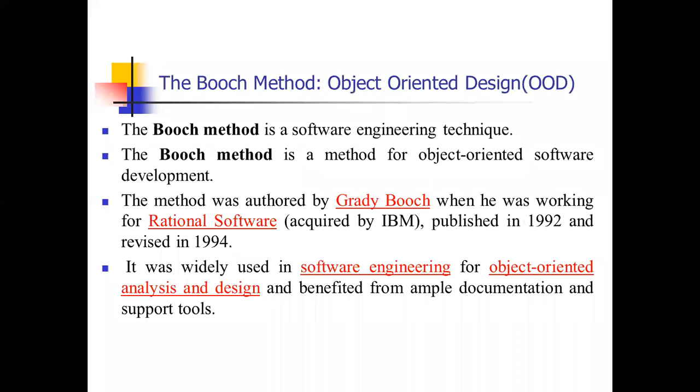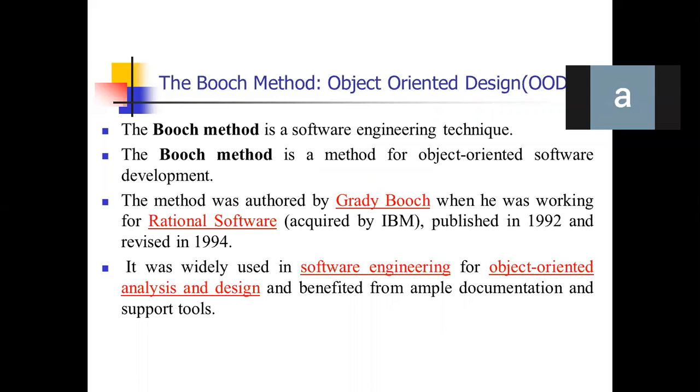Now we will see the first method of object oriented design, that is the Booch method. The Booch method is a software engineering technique. It is an object modeling methodology that was widely used in object oriented analysis and design. It is a method for object oriented software development as well. It was developed by Grady Booch at Rational Software, which was acquired by IBM, published in 1992 and revised in 1994.